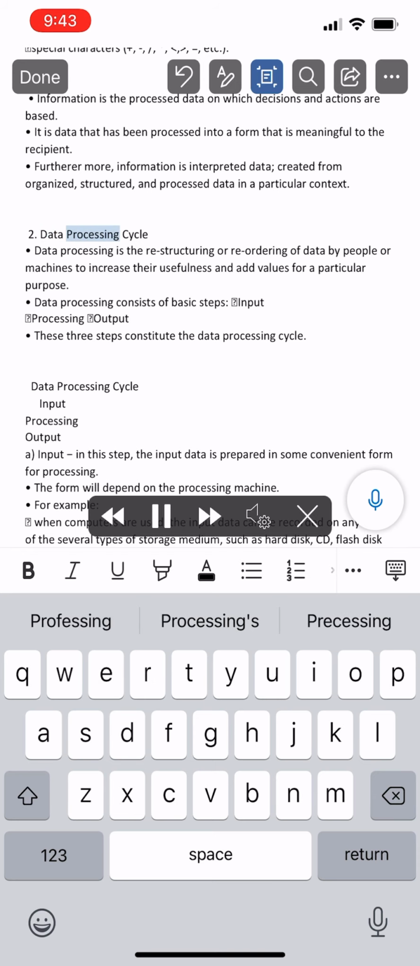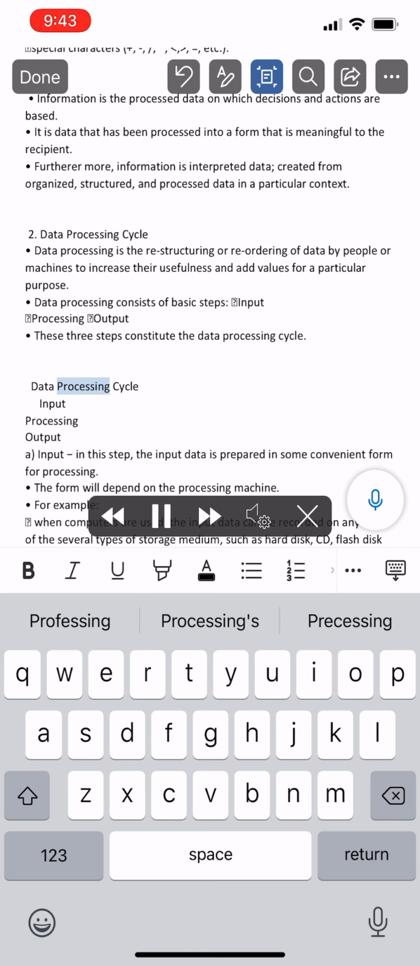2.2. Data processing cycle. Data processing is the restructuring or reordering of data by people or machines to increase their usefulness and add values for a particular purpose. Data processing consists of basic steps: input, processing, output. These 3 steps constitute the data processing cycle.